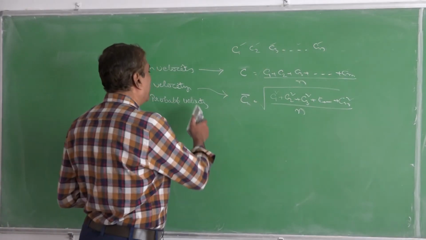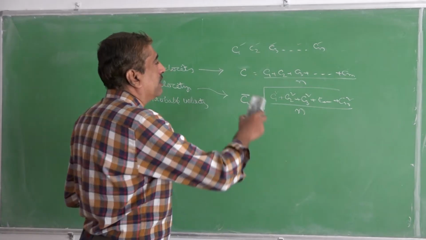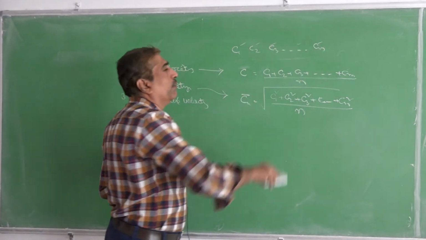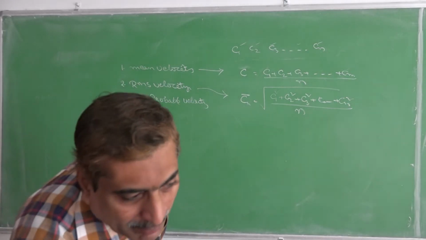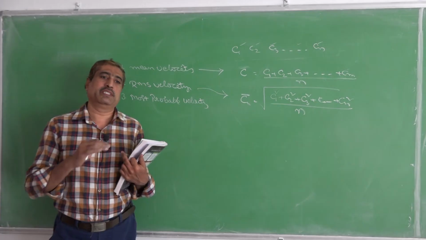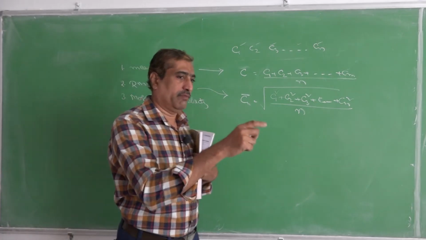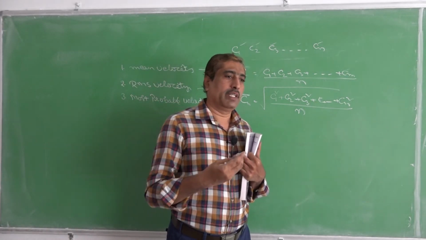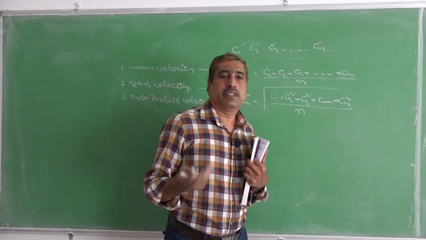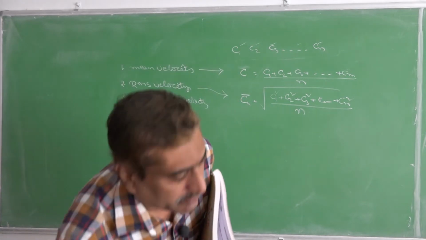Next, most probable velocity means that, out of the velocities of this particular gas, the highest number of gas molecules possess the same velocity. That means in a particular set of velocity values, if most of the gas molecules possess the same value, then it is called the most probable velocity of the gas molecules.